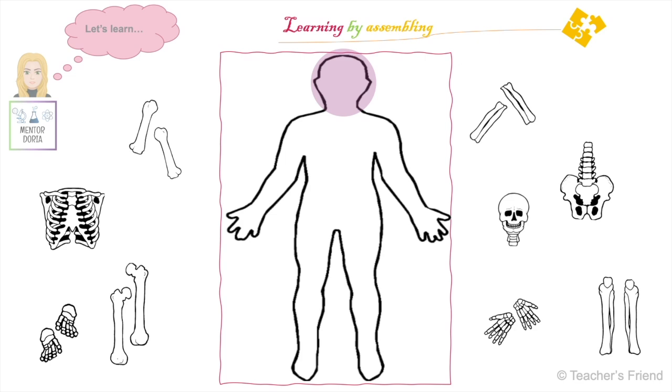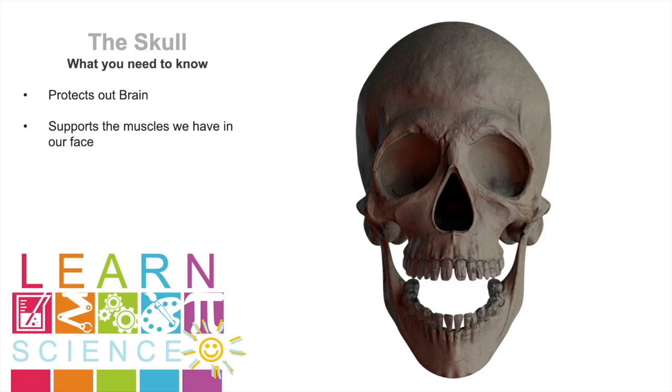3, 2, 1. That's right, it's this bone here, which we call the skull. The skull is important because it protects our brain and supports all of the different muscles we have in our face.